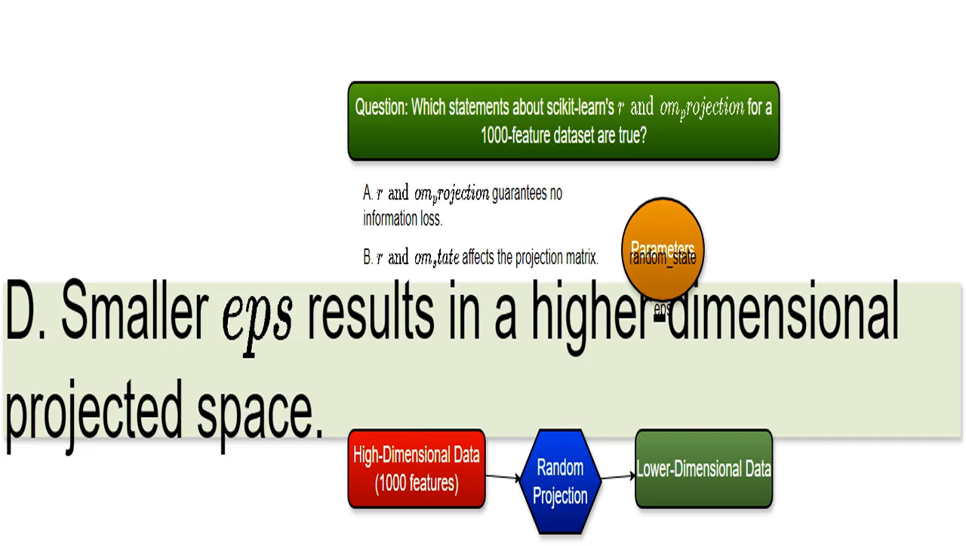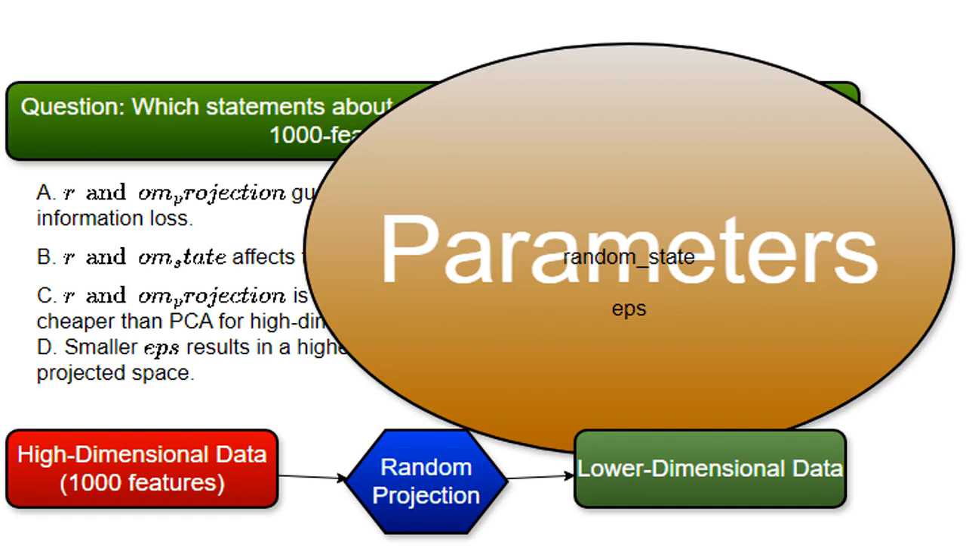We're looking at parameters, which are basically the knobs you can tweak to control the RandomProjection process. These parameters allow us to fine-tune our dimensionality reduction for optimal performance. This parameter makes the random projection reproducible. If you set a specific number, you'll always get the same results.